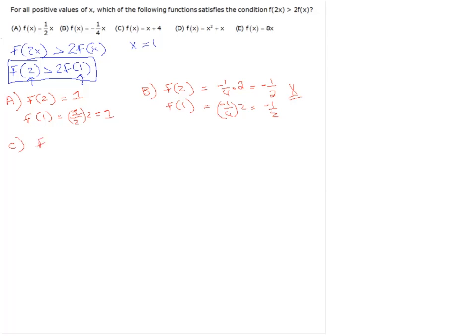C, we get f of 2 equals 2 plus 4, so that's 6. F of 1 is 1 plus 4, so that's 5. We multiply that by 2, we get 10. In this case, the f of 2 is actually less, so that doesn't satisfy it. Finally, if we go to answer choice D, we get f of 2 is 2 squared plus 2, so that's going to be 6. And f of 1 is going to be 1 squared plus 1, that's 2. Even when we multiply this by 2, you see we get 4. Obviously, 6 is greater than 4, and we're right.